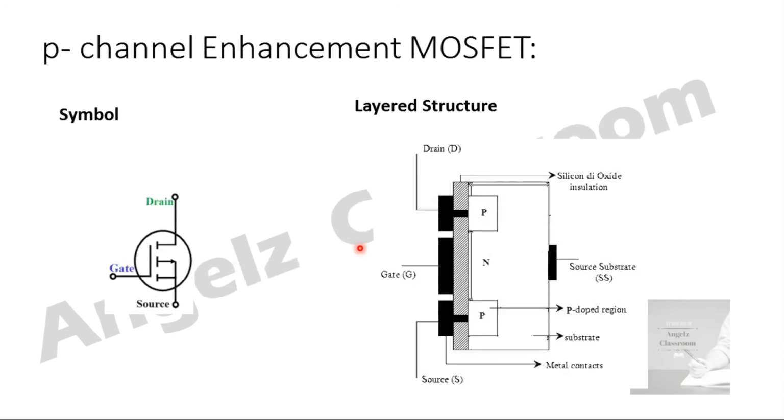Here a P channel enhancement MOSFET is shown. For the P channel enhancement MOSFET, the arrow mark should be pointed outward, and this layered structure is constructed to form the P channel. So the substrate should be of N type. You have to create P type wells for your source and drain. After that I coat a silicon dioxide layer, and over that I coat the aluminum metal layer. From that I take the gate terminal.